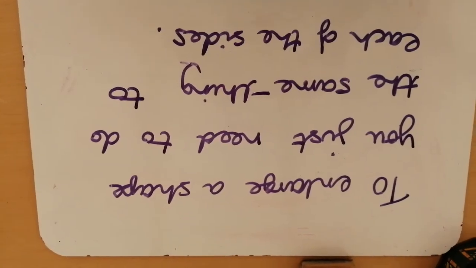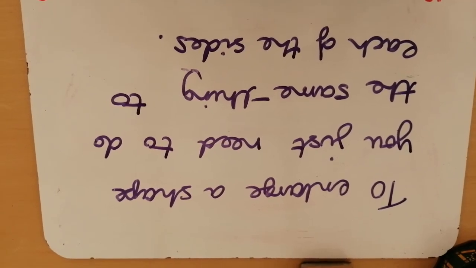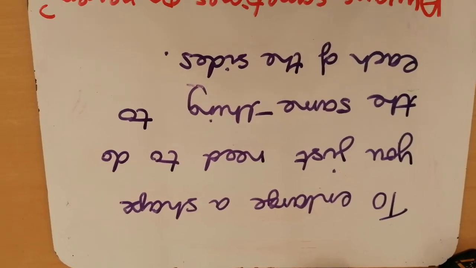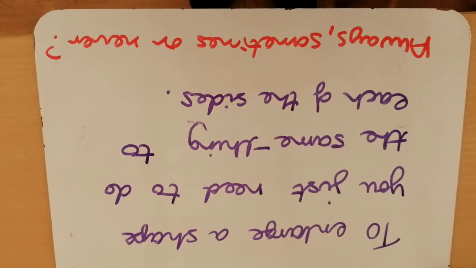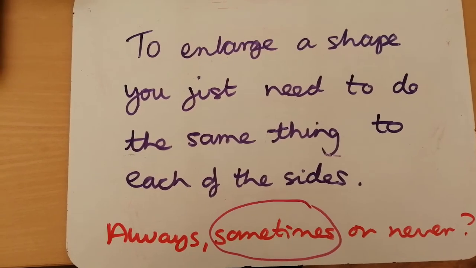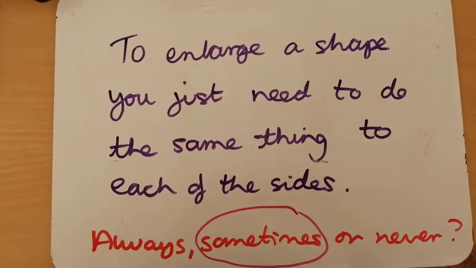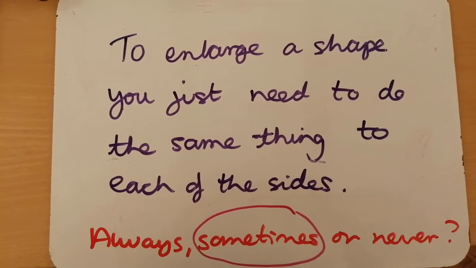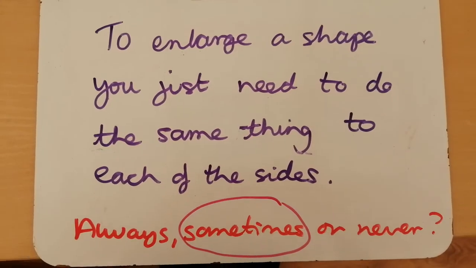Here's another reasoning question for you. If I said to you to enlarge a shape, you just need to do the same thing to each of the sides, would that be always, sometimes, or never? Just stop and have a think about it for a moment. And your answer is sometimes. That works if you're multiplying or dividing the sides, but not if you're adding or subtracting to the length of the sides. So your answer is sometimes.